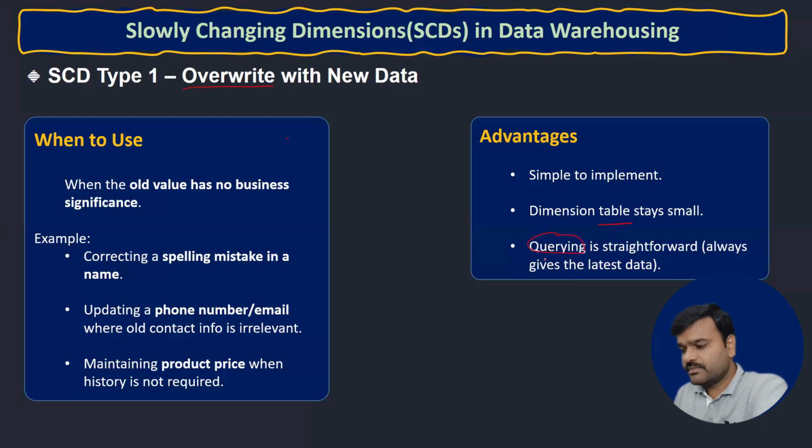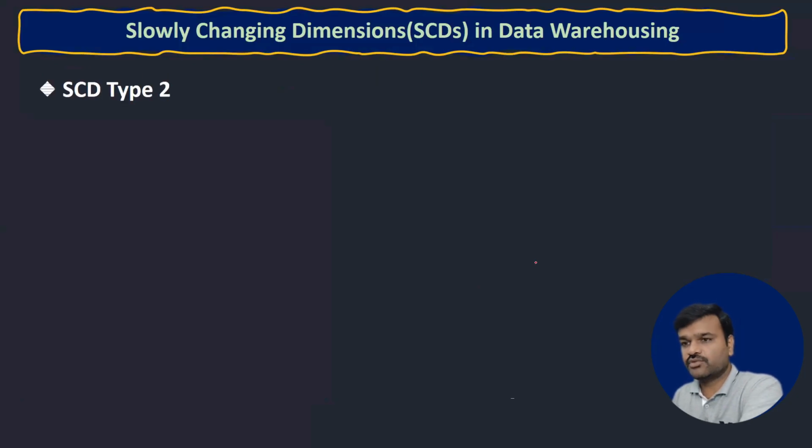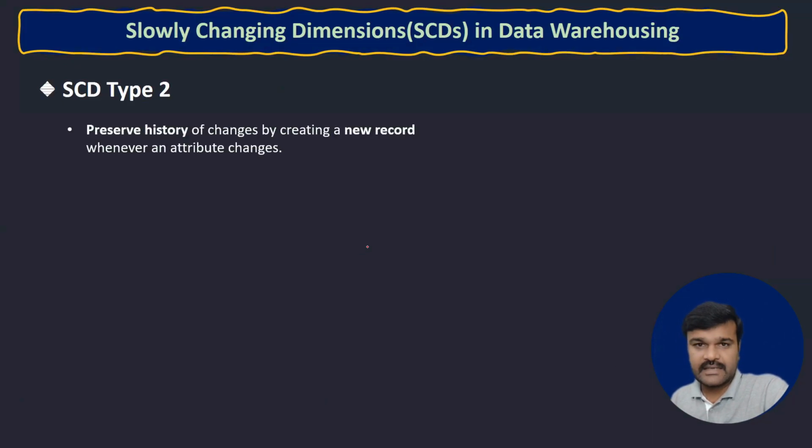Now, based on this discussion, let us move to Type 2. Type 2 is simply straightforward. We are going to maintain the history here mainly. As we discussed earlier, if you understand Type 1 and Type 2, you can understand the remaining types very quickly, because the remaining types are a mix of these two.